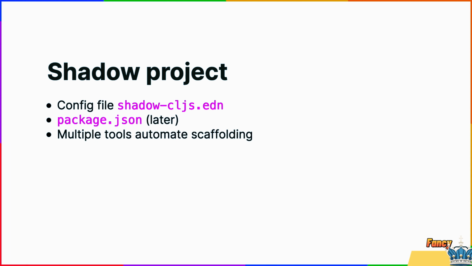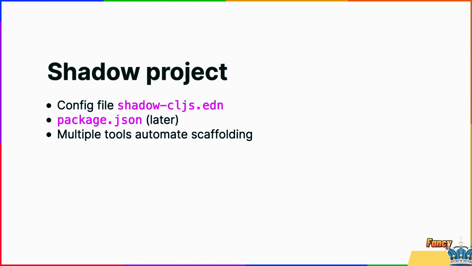All projects start with a configuration file. The name and syntax of this file is different for different build tools. However, the ideas remain the same. If you understand one build tool, you can easily use all others. For Shadow CLJS, or Shadow, the file is called shadow-cljs.edn. EDN stands for Extensible Data Notation. It's a format similar to JSON.